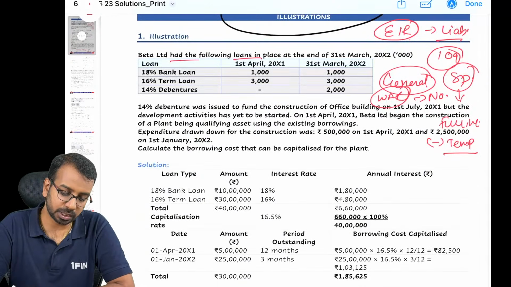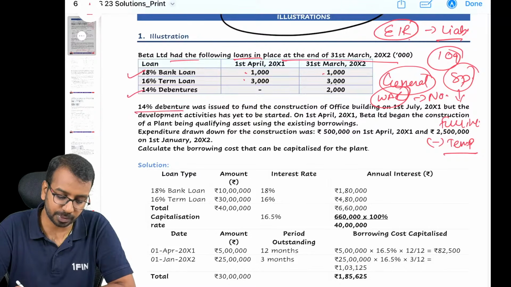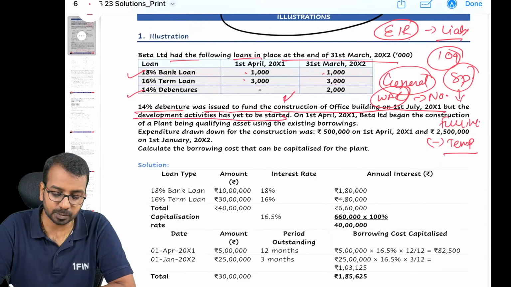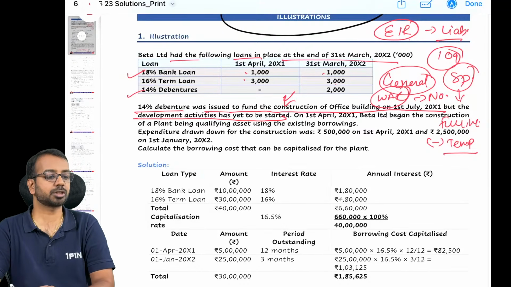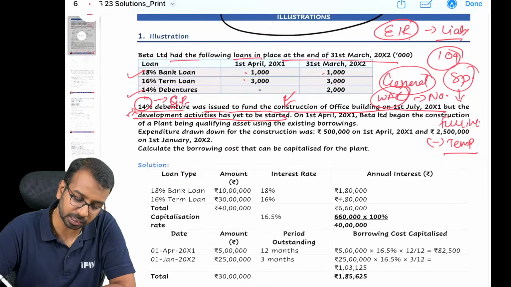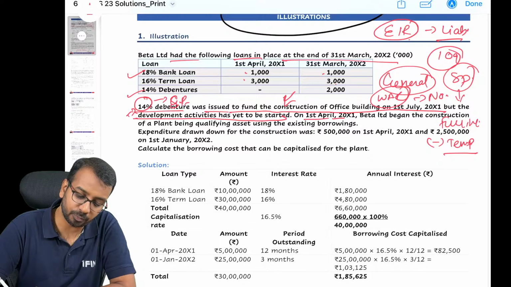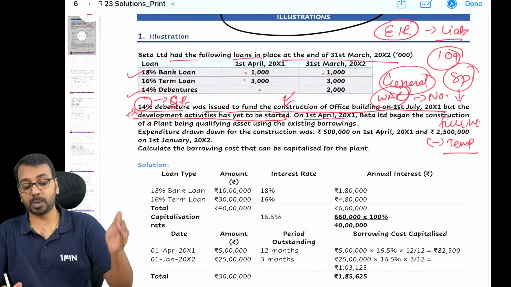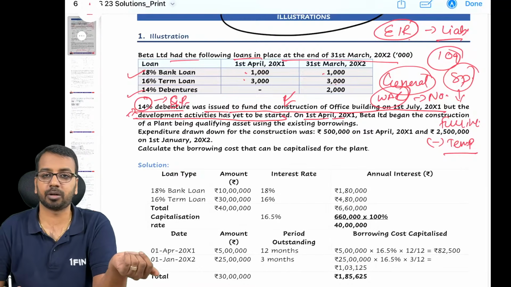Beta had the following loans in place as on 31st March: 18% term loan, opening, closing, 14% debenture. The 14% debenture is used to construct an office building on 1st of July, but the development is yet to start. If it is specifically to fund the construction, then in that case this will not be considered. This is a specific borrowing, will not be considered. On 1st of April, why will we not consider? See, you may say, sir, just now you said specific borrowing, take it from the date of borrowing.